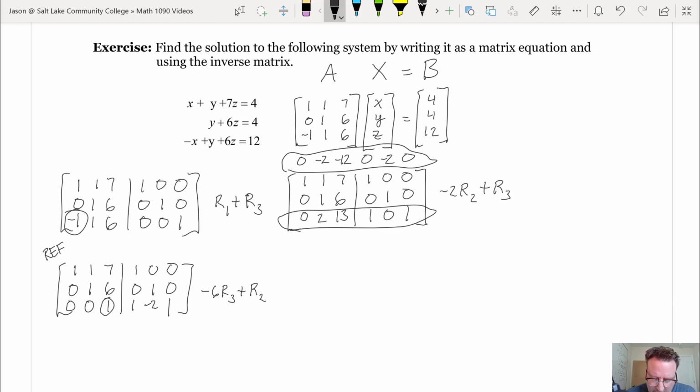Okay. -6 times row 3. I'll write it below the matrix this time. That's going to be 0, 0, -6, -6, positive 12, -6. And I'm going to add that to, oops, not to row 3. I'm going to be adding that to row 2. I need to make this a little bit bigger.